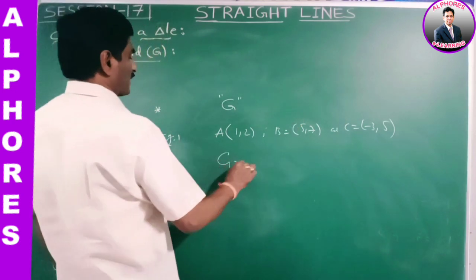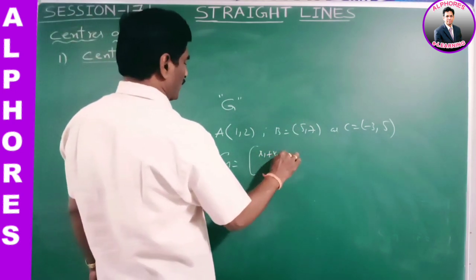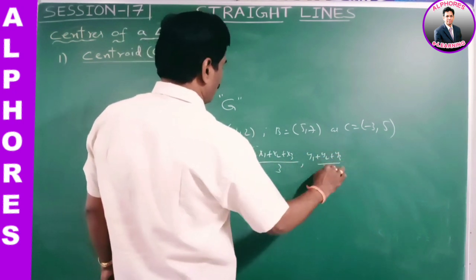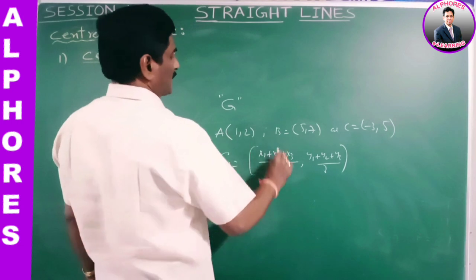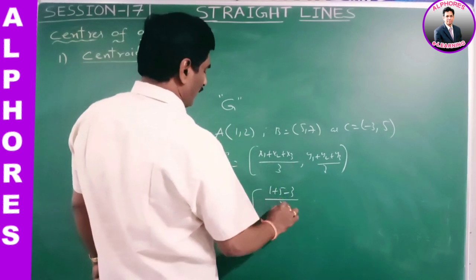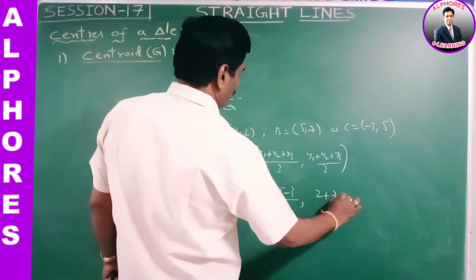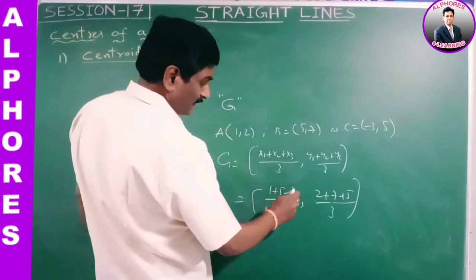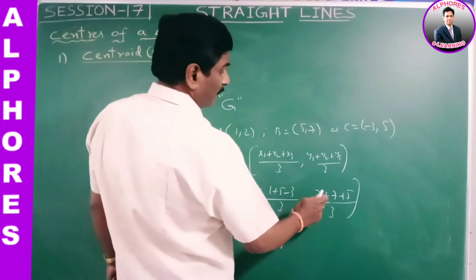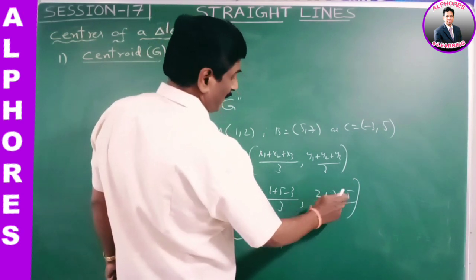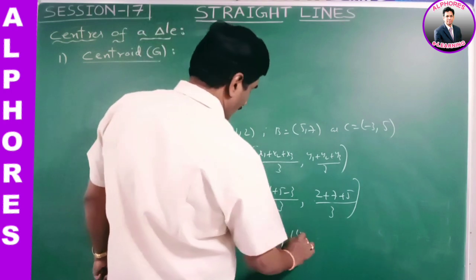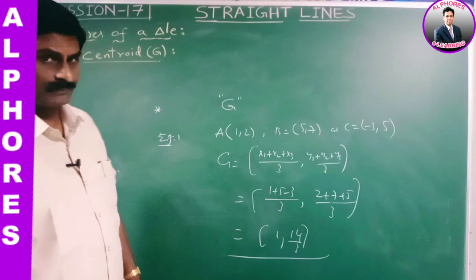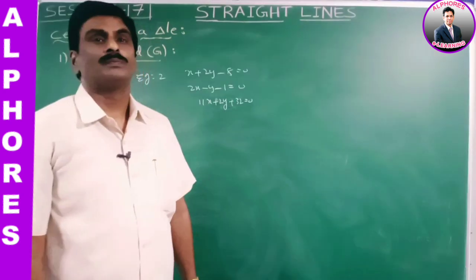What is the centroid? Centroid is equal to ((x1 plus x2 plus x3) by 3, comma (y1 plus y2 plus y3) by 3). So that is equal to ((1 plus 5 minus 3) by 3, comma (2 plus 7 plus 5) by 3). What is the value? 6 minus 3 means 3, by 3, that is equal to 1. Here 2 plus 7 means 9, 9 plus 5 means 14, by 3. It is the centroid of triangle ABC. Okay, please note this value. Next, example 2.